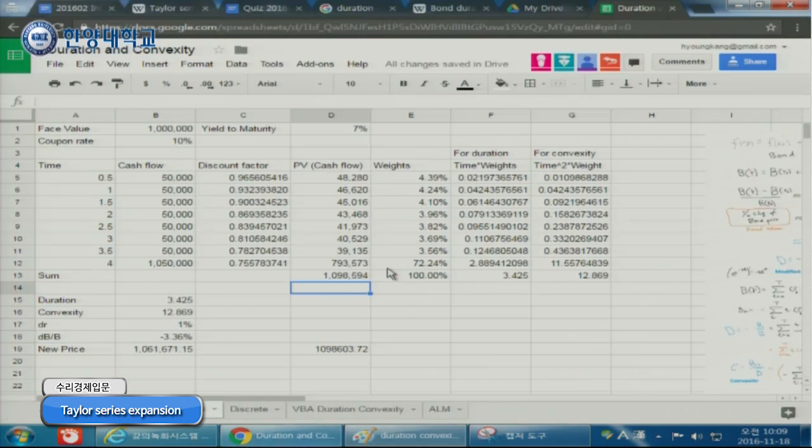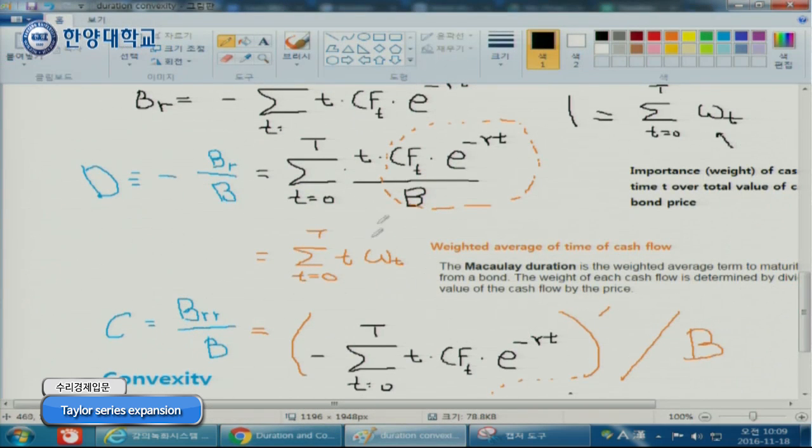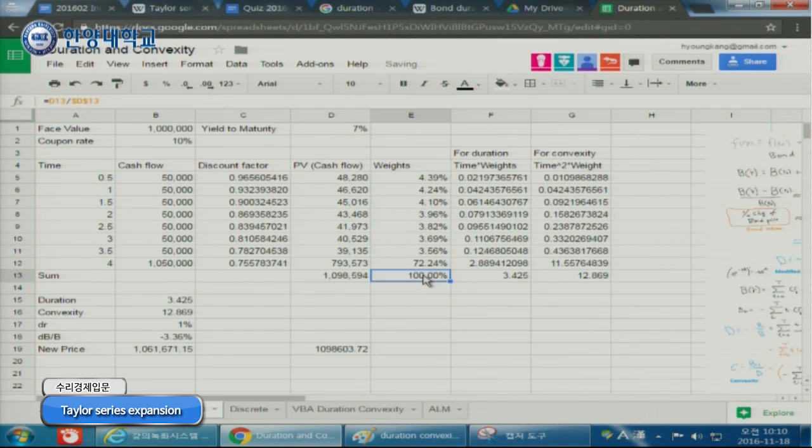I need weight. So weight is this one, the total bond price, and it is a ratio between this one and the bond price. So this is weight. The importance of this particular cash flow is about 4.4%. The ratio between bond price and discounted cash flow. So I do this one. Of course, everything should sum to 1.